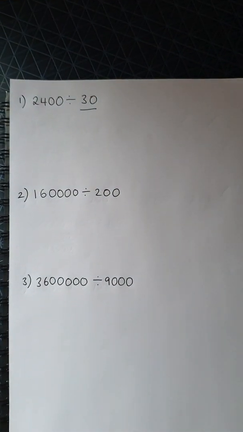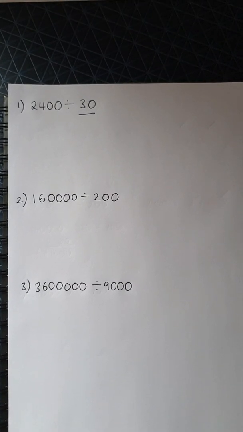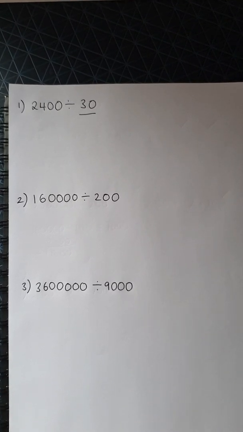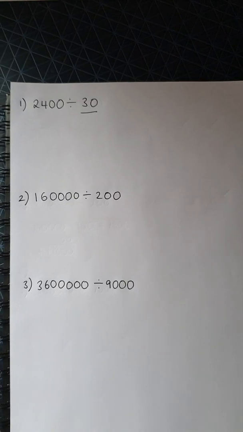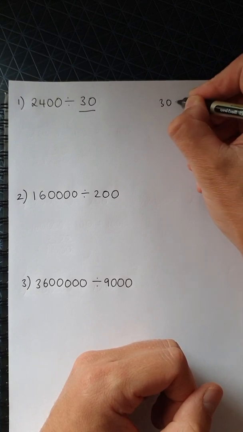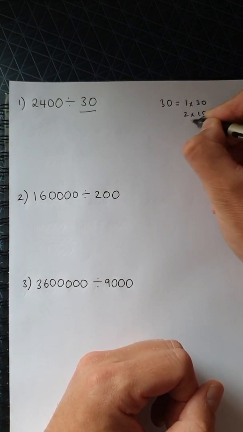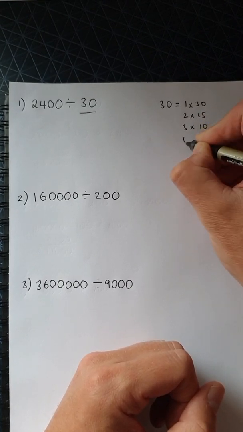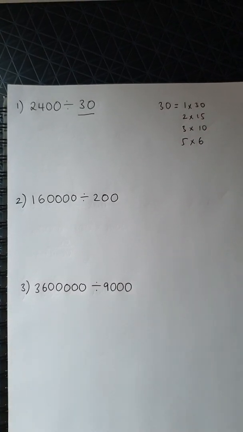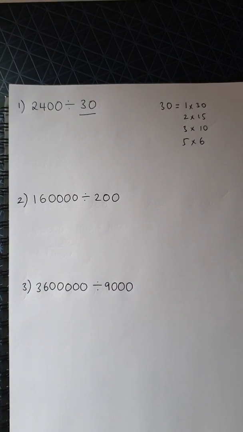Now, I could divide by 30 in one go, but what I'm actually going to do to make it a bit easier for myself is do it in two steps. I'm going to divide by two factors of 30, i.e. two numbers that multiply together to give me 30. So to begin with, I'm just going to look at all the numbers that multiply together to give me 30. And I'm just going to pick one of these pairs and divide by both of these numbers, and that will be the same as dividing by 30.